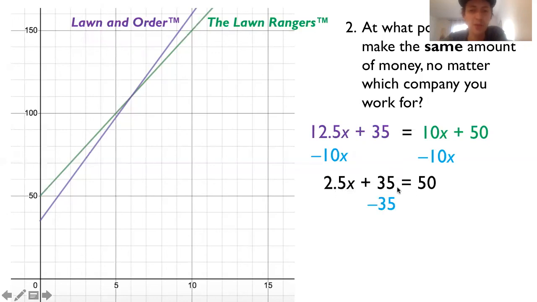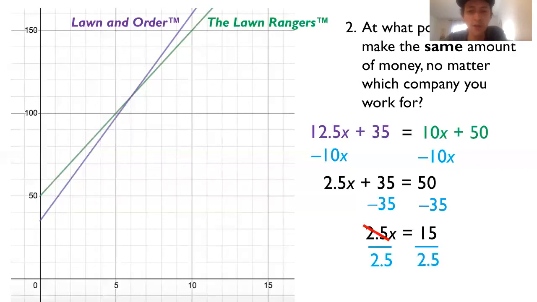Let's get rid of this plus 35 by subtracting it. And if I do it from the left, I've got to do it from the right. Now I'm left with 2.5x equals 15. If I divide both sides by 2.5 to get the x by itself, I am going to get x equals 6. So you can do it with a graph. You could do it with a table and just see when we get the same answer, or you could do it algebraically now that we know how to do some algebra. And that's the point where they meet.